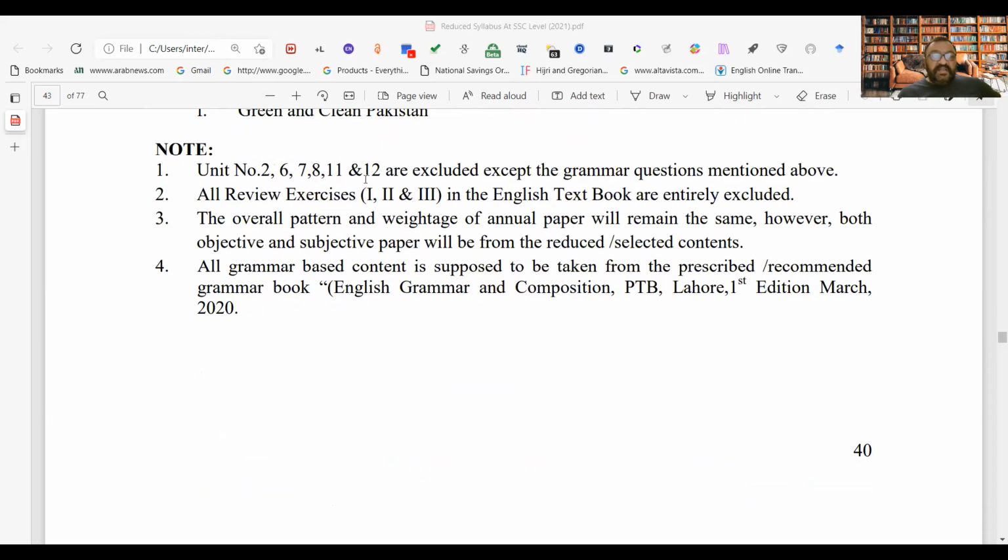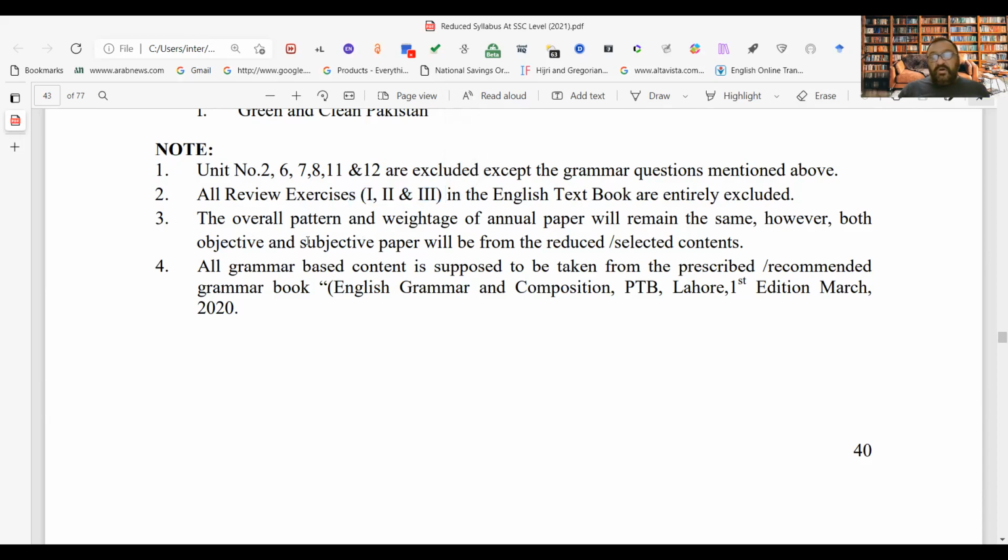Units 2, 6, 7, 8, 11, and 12 are excluded, except the grammar questions mentioned above. These units are excluded, meaning they are deleted from your book because it's a short syllabus. All review exercises 1, 2, and 3 in English textbooks are entirely excluded, deleted because it's a short syllabus.